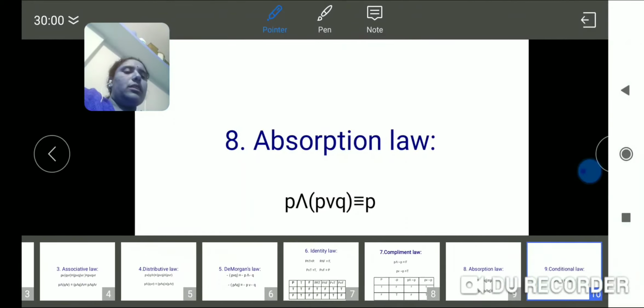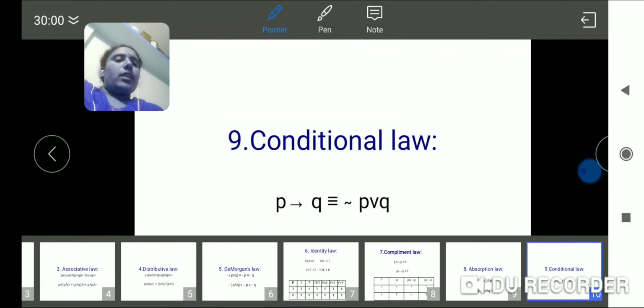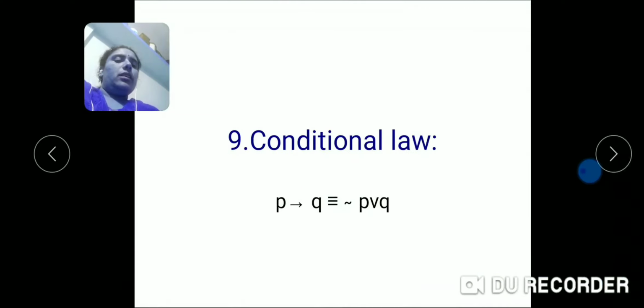Next is the conditional law. See, P implies Q is logically equivalent to negation of P or Q. This is the conditional law. The meaning is that the truth value of P implies Q is the same as negation of P or Q.